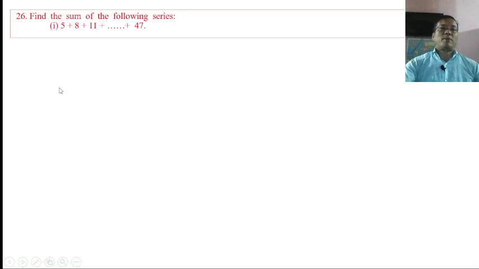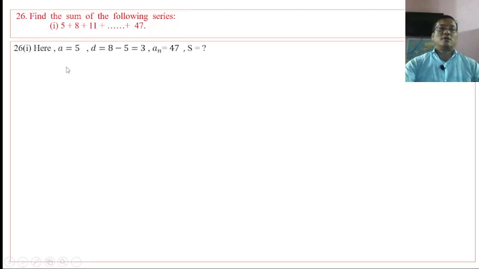Question number 26, find the sum of the following series. The terms in the series are in AP, therefore the first term is 5, the common difference is 8 minus 5, that is 3, and the last term is 47. S is what? Using the nth term formula, we have A as 5, the last term 47, and the common difference 3, from which we have n equal to 15.